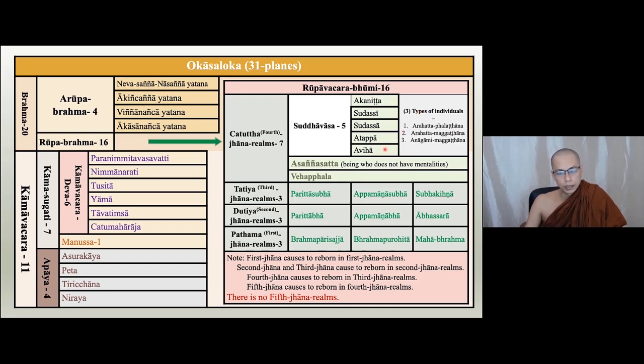So these five Suddhavasa, Aviha, Atappa, Sudassa, Sudassi, and Akanittha, are related to only the three highest noble persons. In this way, we can understand the 16 realms of existence for the fine-material spheres.